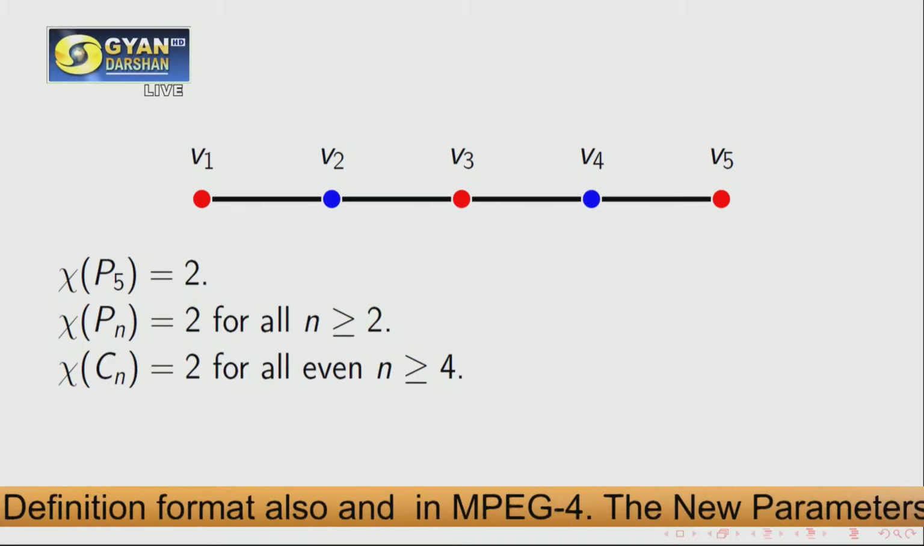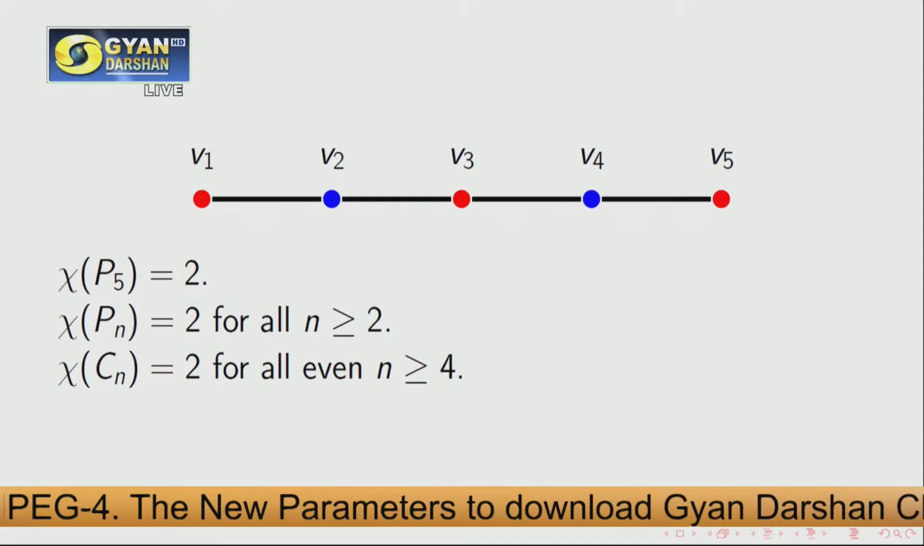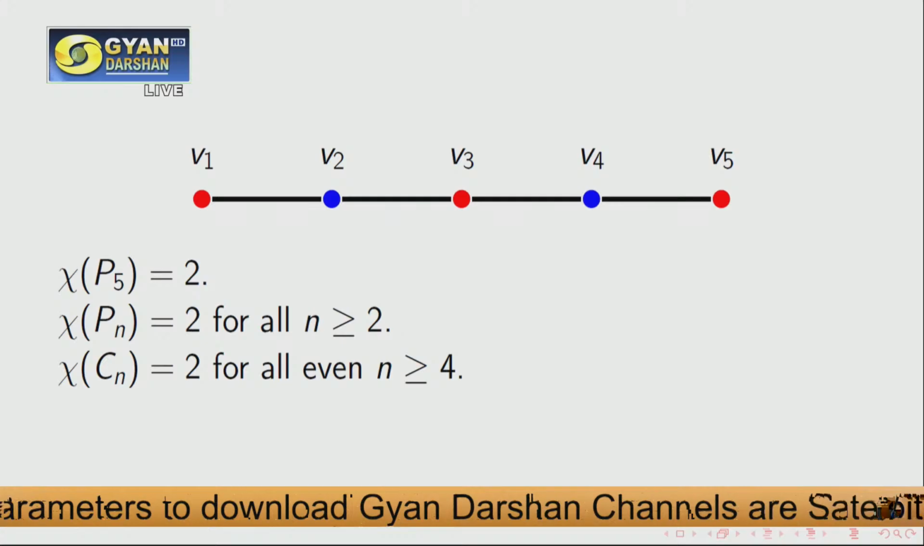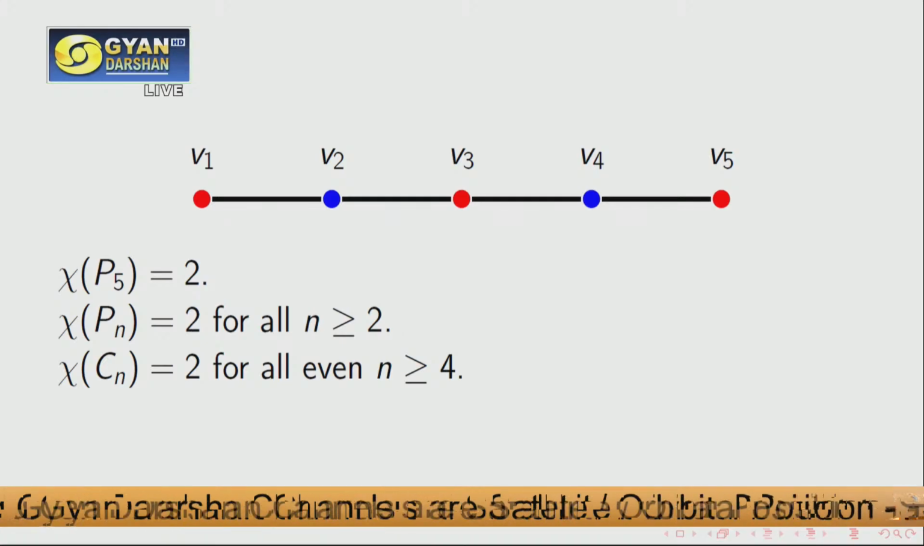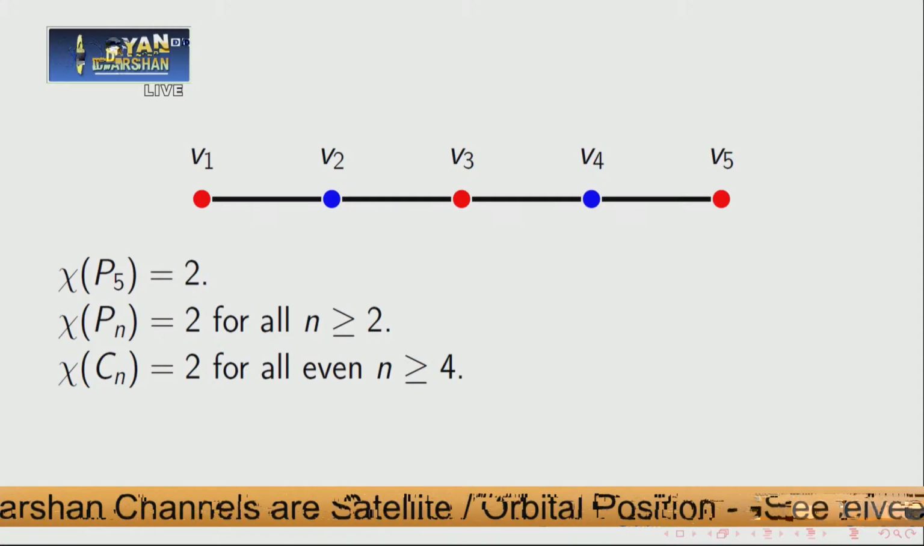So in this case we see that P5 can be colored with just 2 colors, and of course 2 is the minimum, because you cannot color it with just 1 color. It is just a simple fact: if a graph has at least 1 edge, then it requires at least 2 colors.